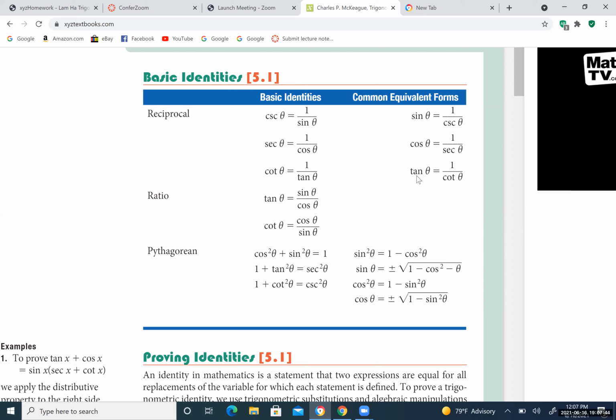And we have the ratio identities. For ratios we only have two. We have tangent theta equal to sine theta divided by cosine theta, and cotangent would be the opposite, which is cosine theta divided by sine theta.